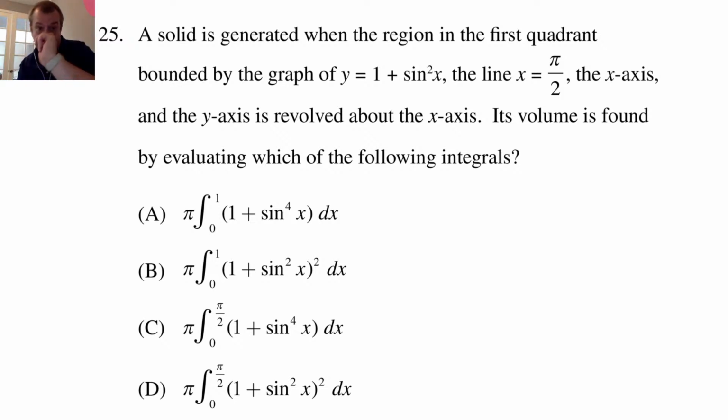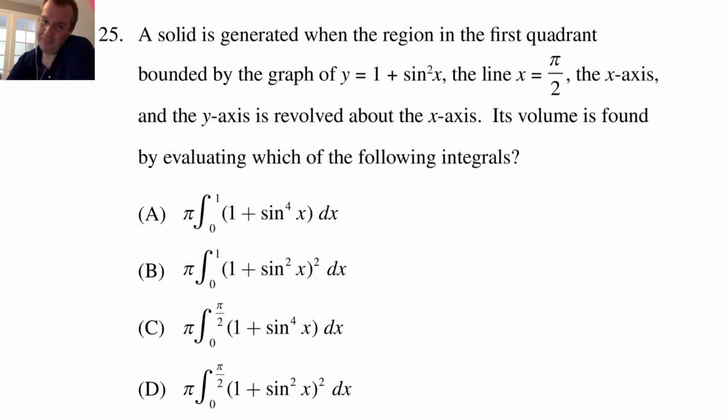So we have our solid generated when the region, the first quadrant, nice to know, bounded by the graph of that fantastic thing, the line x equals pi over 2, the x-axis and the y-axis, is revolved about the x-axis. Wow. Its volume is found by evaluating which of the following integrals.